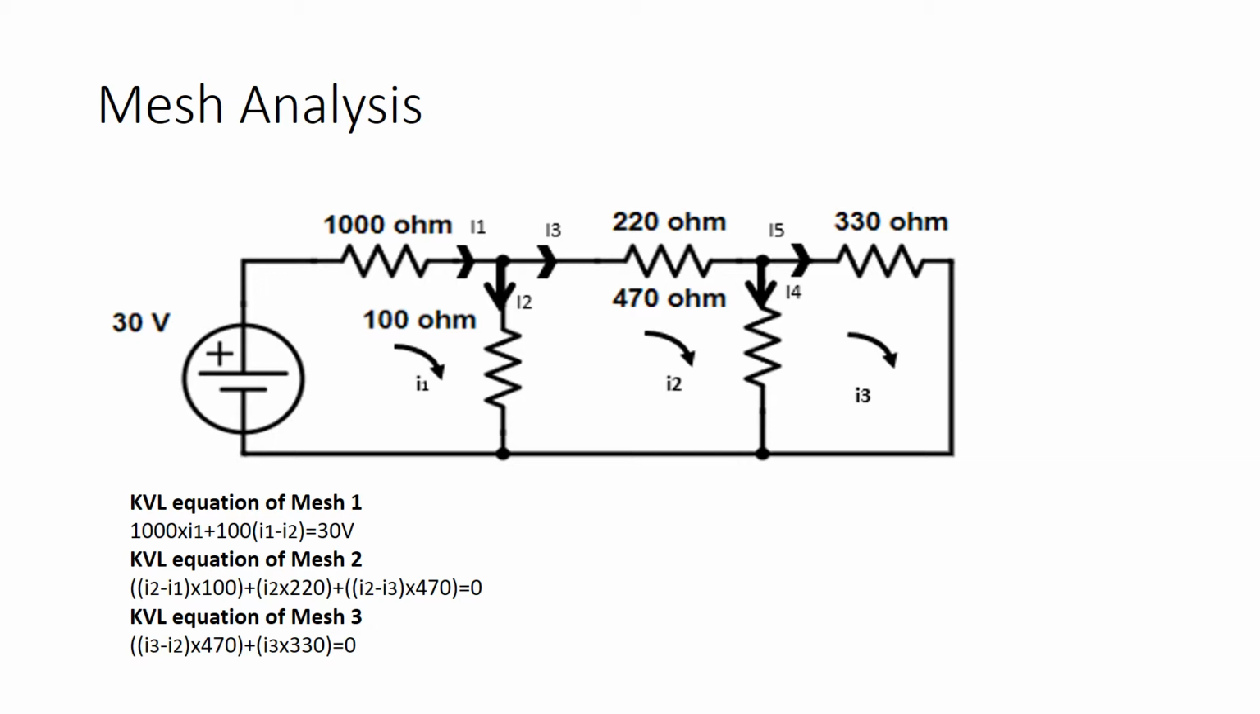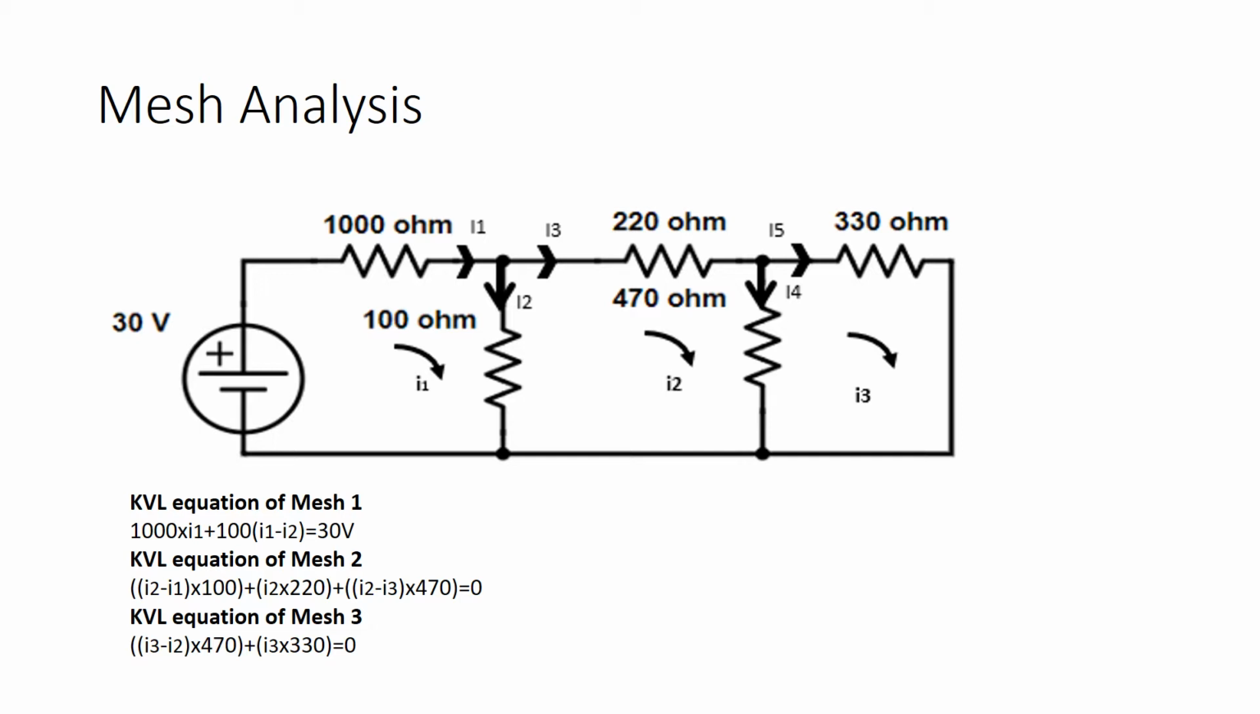What is the equation for mesh 2? Same. Here also the 100 ohm will come into picture. There we can write it as i2 minus i1. So (i2 minus i1) into 100 plus i2 into 220 ohm plus, in the 470 ohm, i2 and i3 will be flowing. So (i2 minus i3) into 470, that is equal to 0.